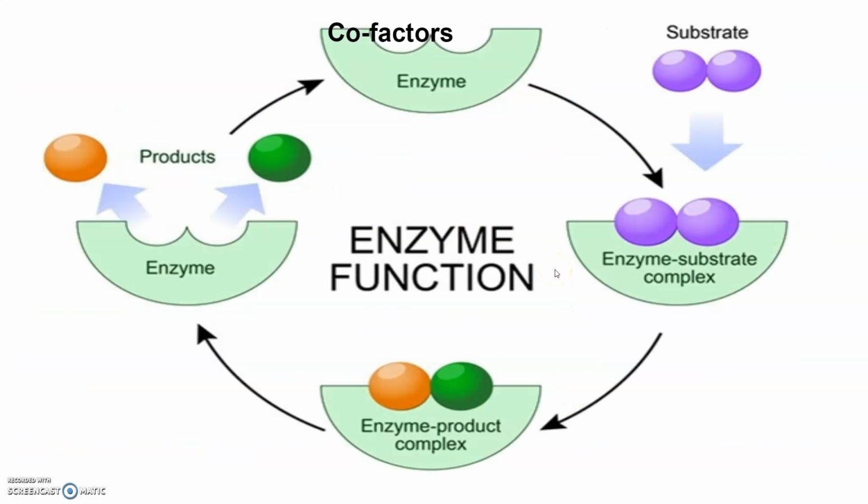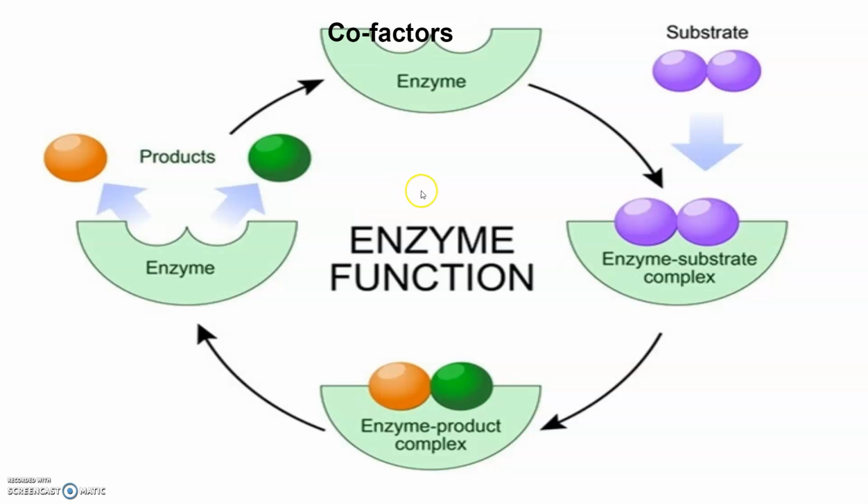Cofactors. We know that enzymes are made of polypeptide chains, but there are a number of cases where non-protein constituents, also called cofactors, are bound to the enzymes. Three kinds of cofactors are identified. These can be prosthetic groups, coenzymes and metal ions.